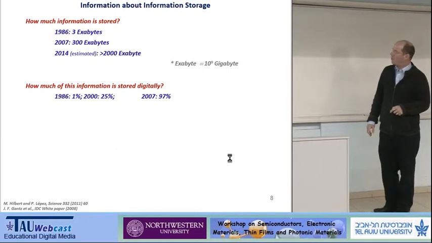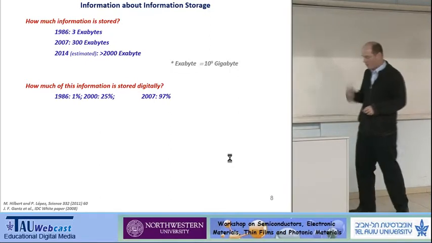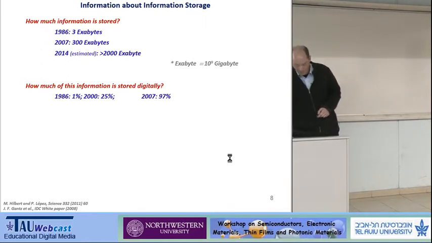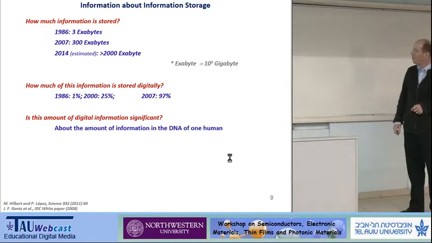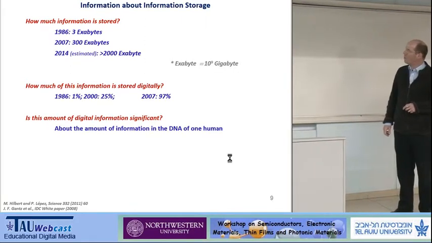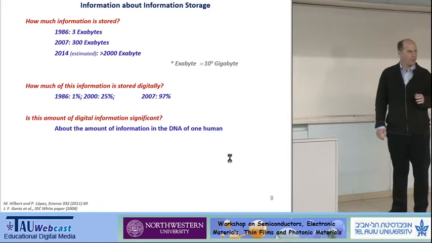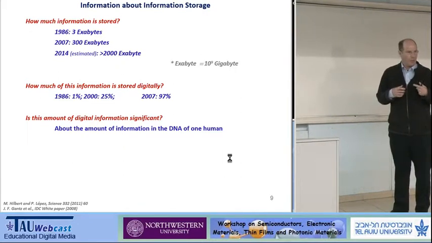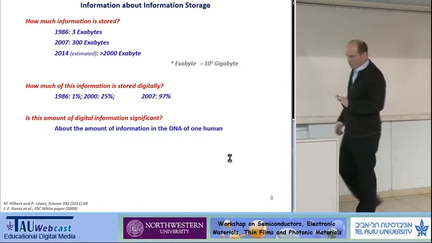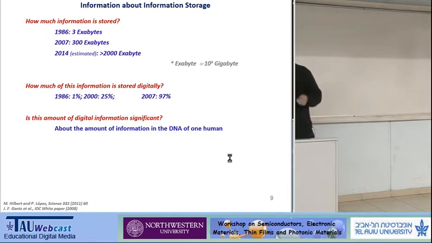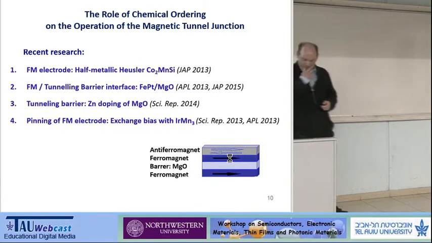So those of us that stored information in the 80s, it was by various non-digital methods, which doesn't exist today. Today, it's pretty much everything's digital. And so are we at the end of it? Is there still a potential to store more information? Well, in fact, all this amount of information is about the amount that each of us stores. So if you think about the amount of information in one body in the DNA, it comes up to about a few thousand exabytes. So I think we're just at the start of it in terms of the amount of information that needs to be stored.